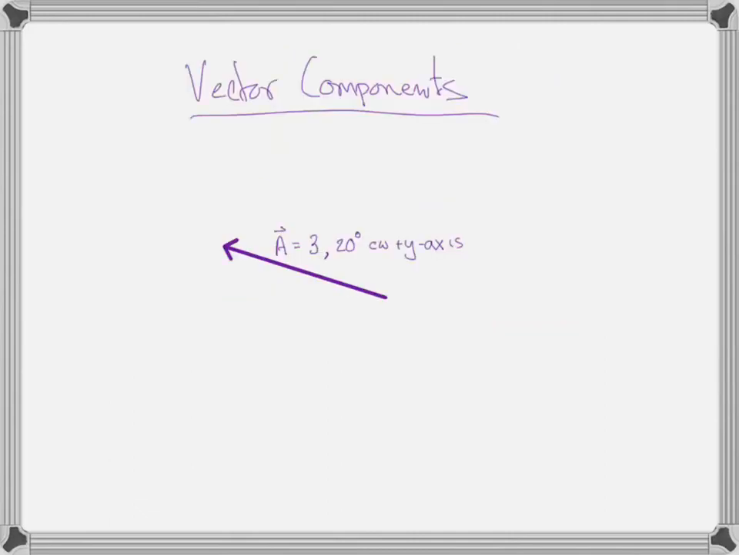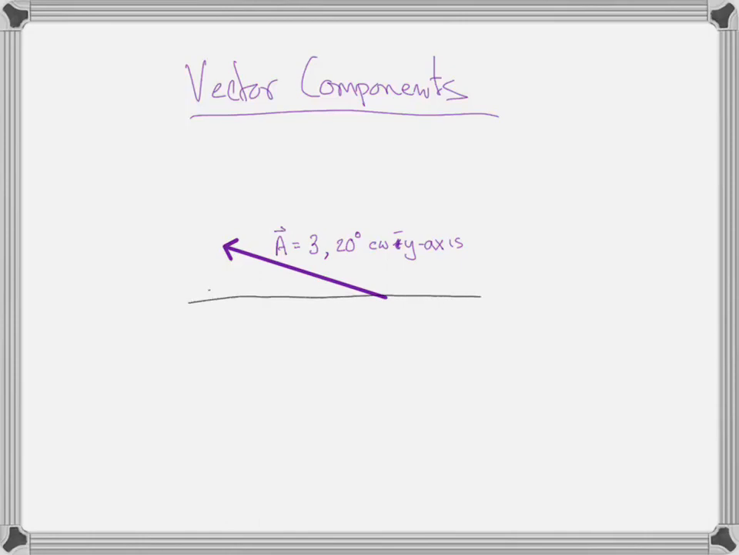Let's just say I have an arbitrary vector. I don't care if it's a displacement, velocity, force, whatever. It's an arbitrary vector, so I'm not going to give it units, of length 3 at an angle 20 degrees above the minus y-axis, not the plus y-axis, above the minus y-axis. Okay, so let me go ahead and put that on a coordinate axis.